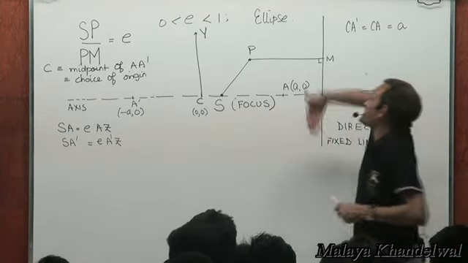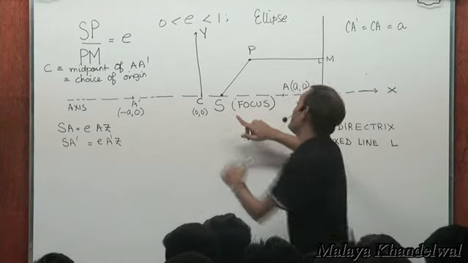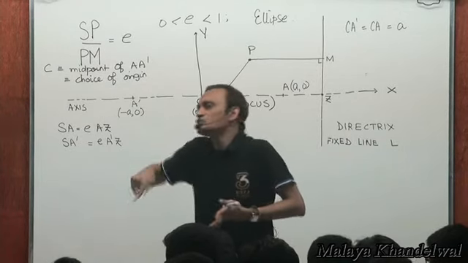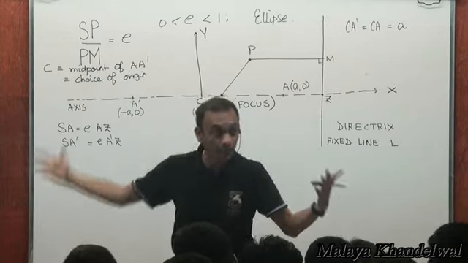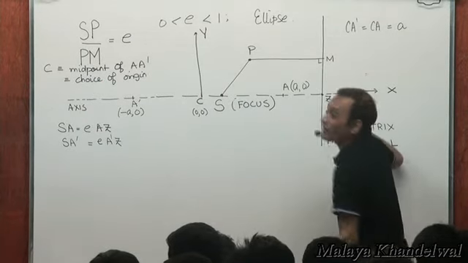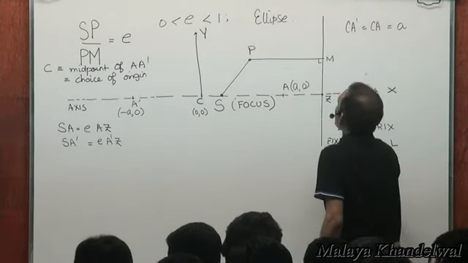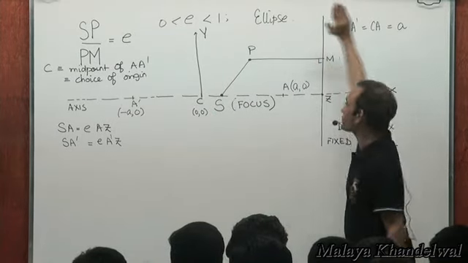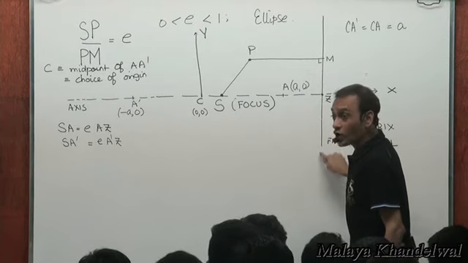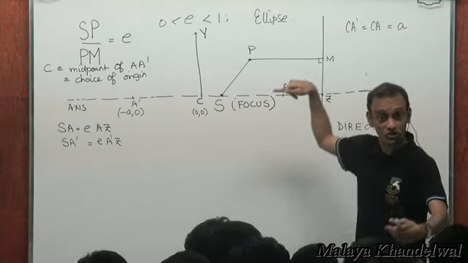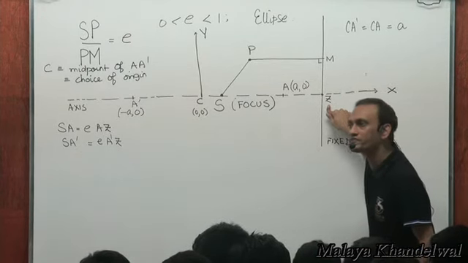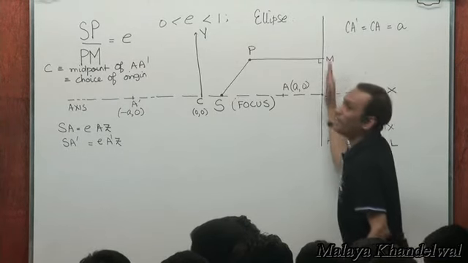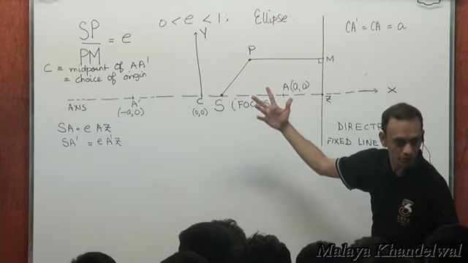Next, I want to know the coordinates of S, the focus. If I know CS, then I would know the coordinates of S. S would then be (CS, 0). Clear? I also want to know the coordinates of Z. Now, the directrix in this case is parallel to the y-axis. In fact, the y-axis was chosen parallel to the directrix. So this would be x equal to a constant. I want to determine that constant. If I can figure out the coordinates of Z, then the x coordinate of Z would turn out to be something, and this line would be x equal to that number.